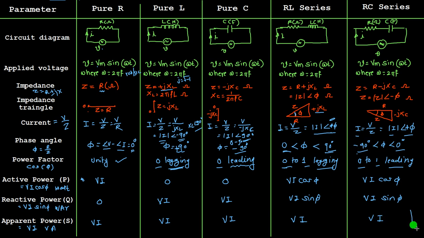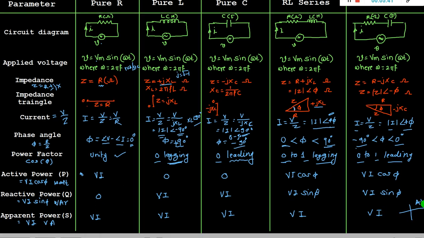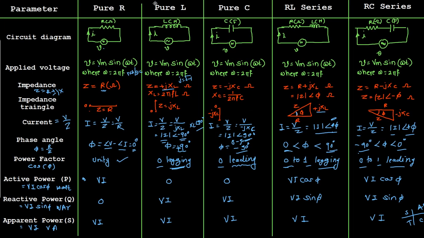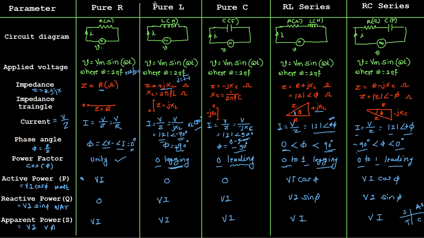Why is this happening? According to the rule of ASTC, it is observed that cos is positive in this quadrant also, and this quadrant also. So hence we have to write down whether it is lagging or leading.